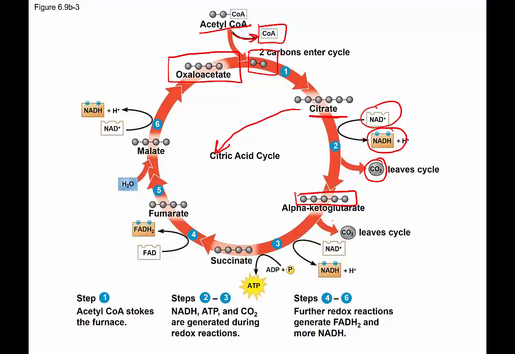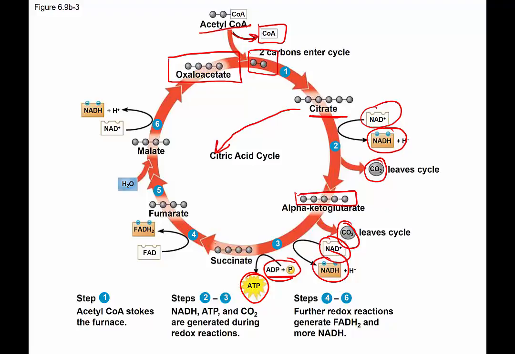In step 3, we have another carbon dioxide removed. So we're going to see succinate with 4 carbons. Also important to note is that we have another reduction step here. So we have NAD+ being reduced to NADH. We also have a phosphorylation or substrate level phosphorylation event occur here. So ADP is turned into ATP. So in step 3, we essentially have 3 things happen. Carbon dioxide is removed, NAD+ is reduced and gains 2 electrons, and then we have ADP converted to ATP by substrate level phosphorylation.